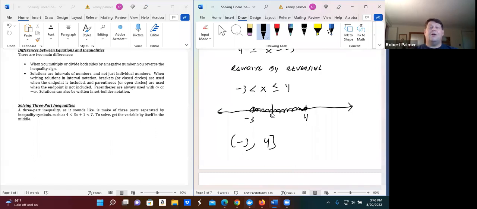And that completes our brief review of solving linear inequalities in one variable.